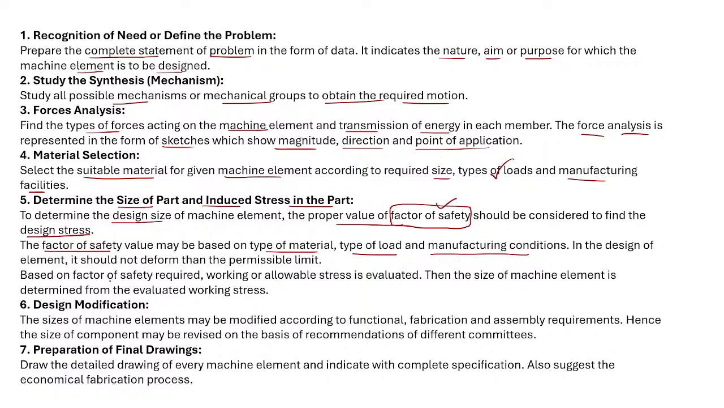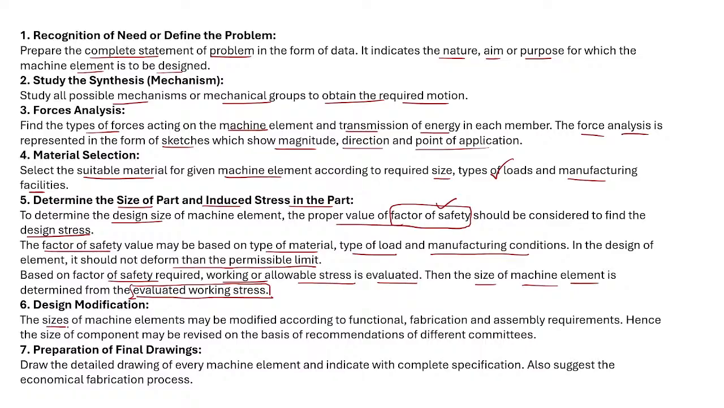In the design of an element, it should not deform beyond the permissible limit. So a permissible limit is decided for the deformation. Based on the factor of safety, the working and allowable stresses are evaluated, and it is ensured that whenever the machine is loaded, it is always maintained under the evaluated working stress. If it exceeds, then the chances of failure also increase parallelly.